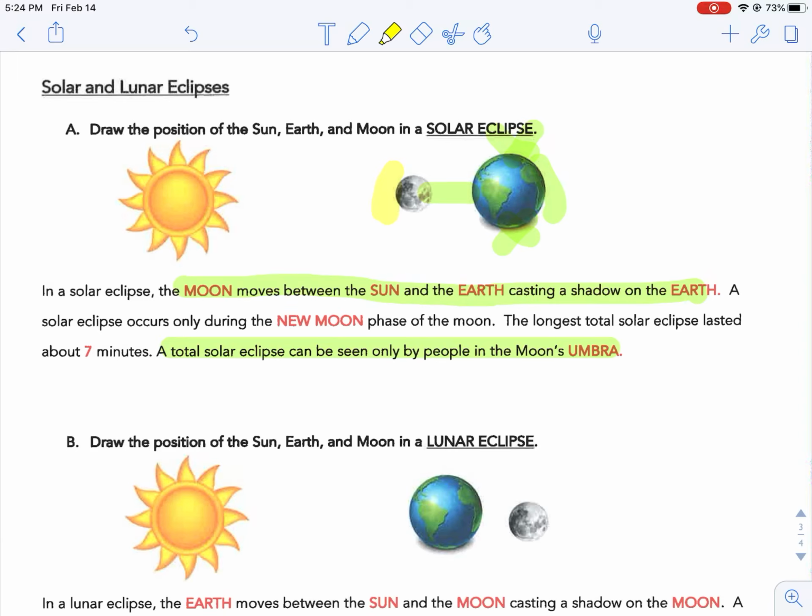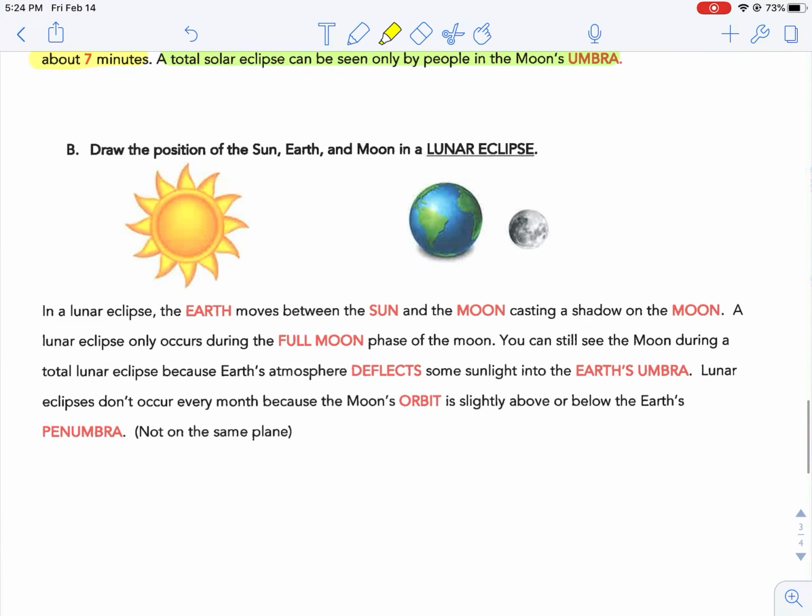The longest solar eclipse that has lasted is about 7 minutes. Okay, so then we've got ourselves a lunar eclipse. So what we're going to look at here is going to be the moon. So once again, the earth is casting a shadow, the moon is casting a shadow, and as the moon orbits the earth, it will be absolutely perfect where the moon moves into Earth's shadow.